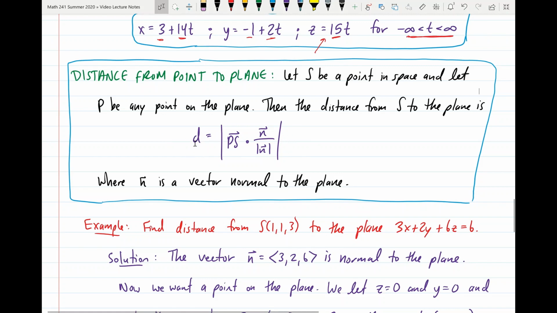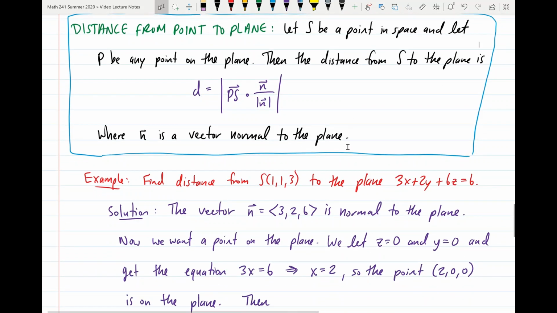So the distance is represented by the letter D, and it's equal to the magnitude of the dot product between the vector from P to S and the direction vector of the normal vector associated with our plane. Okay, so I wrote down here where n is a vector that's normal to the plane. And let's just put this formula right into practice with an example.